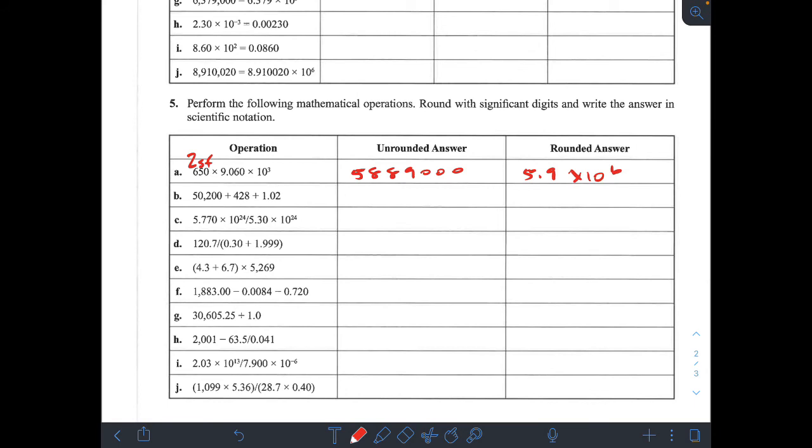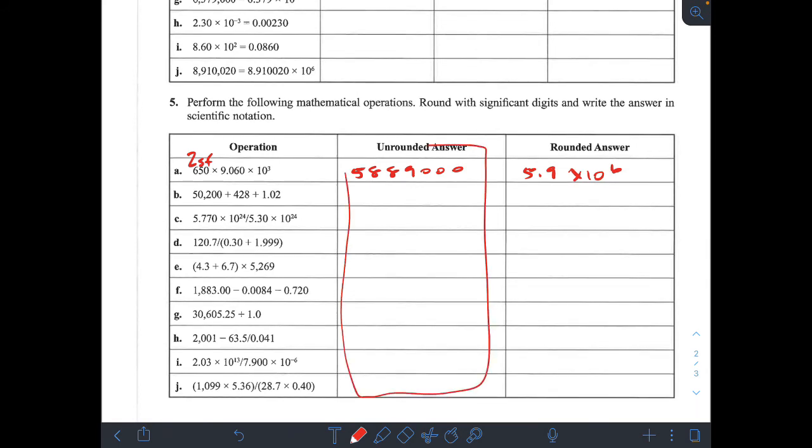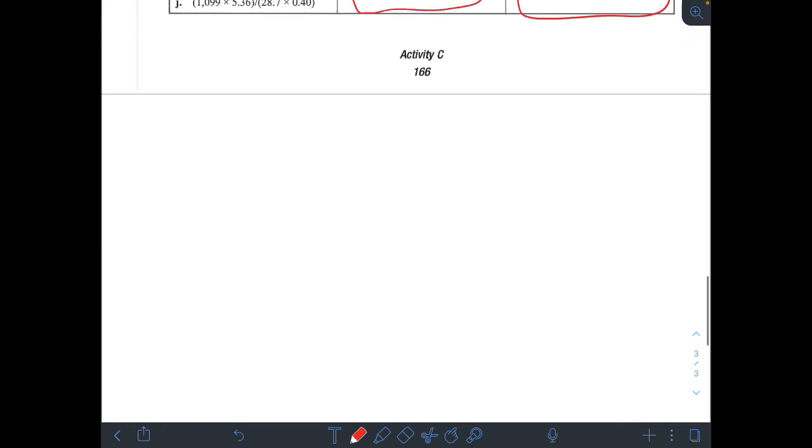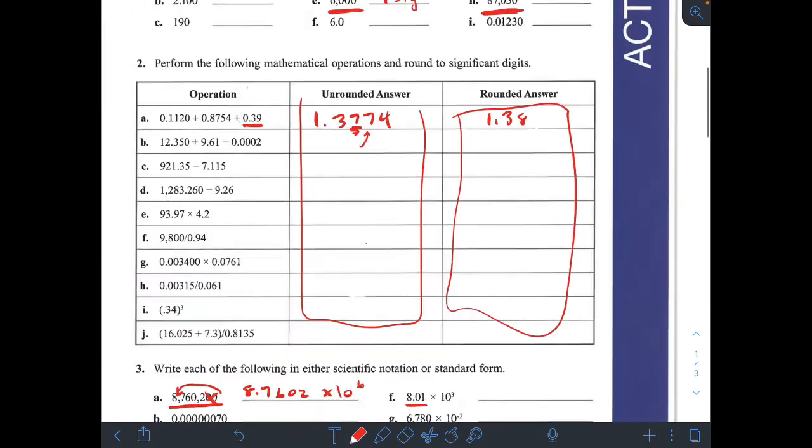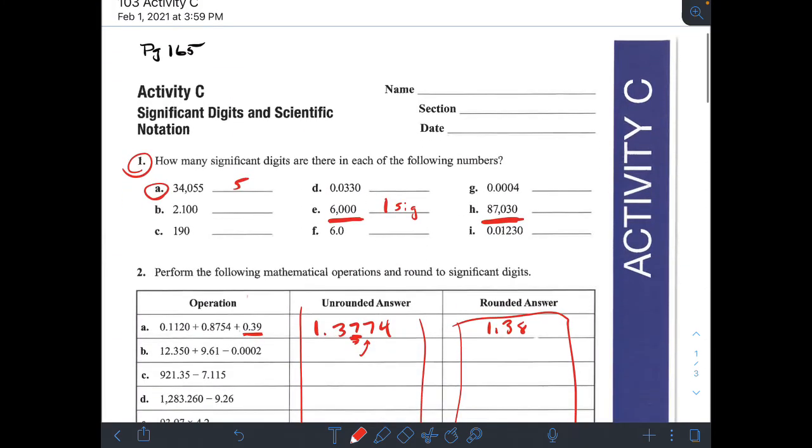Okay, so again, your unrounded answer column should have big long numbers. Your rounded answer column should have numbers to the correct number of sig figs, depending on your operation. And that does it for Activity C. I hope this video proves helpful to you as you work on the problem.